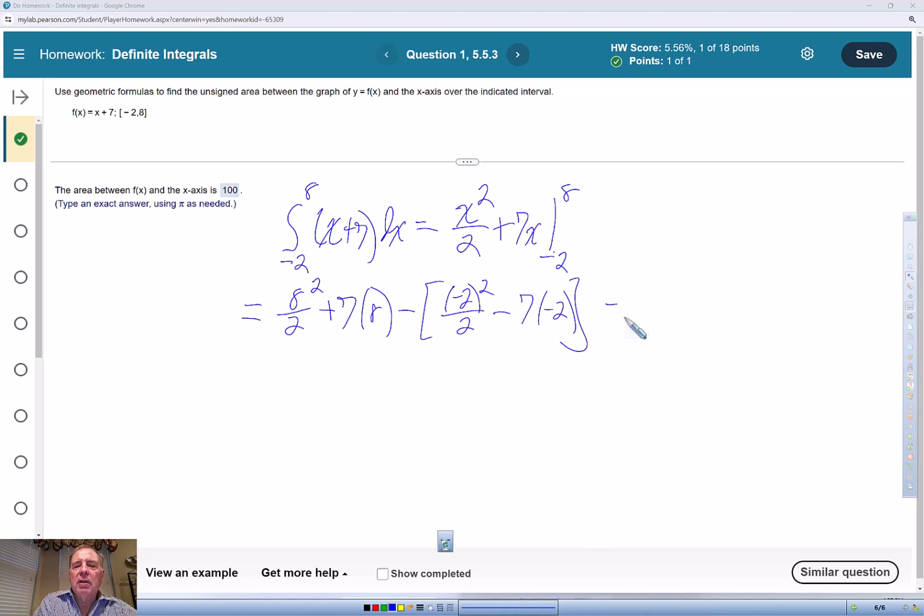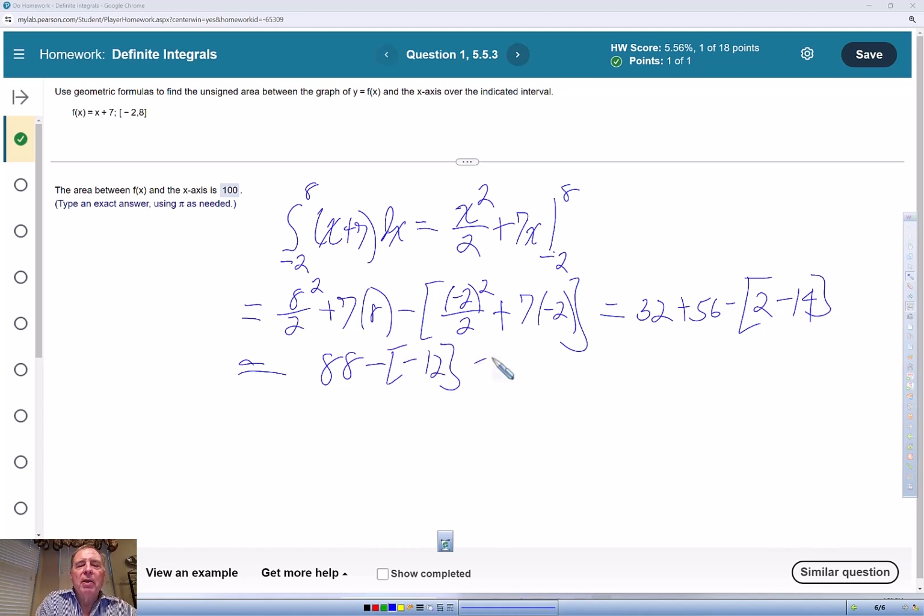So this gives me 64 over 2, which is 32. 7 times 8 is 56. Then minus -2 squared is a positive, and that was supposed to be plus. So that's a +4 divided by 2, which is +2. And -2 times 7 gives me -14. 32 plus 56 is 88. Then 2 minus 14 is a -12. And then 88 minus a -12 is 88 plus 12, which is 100.